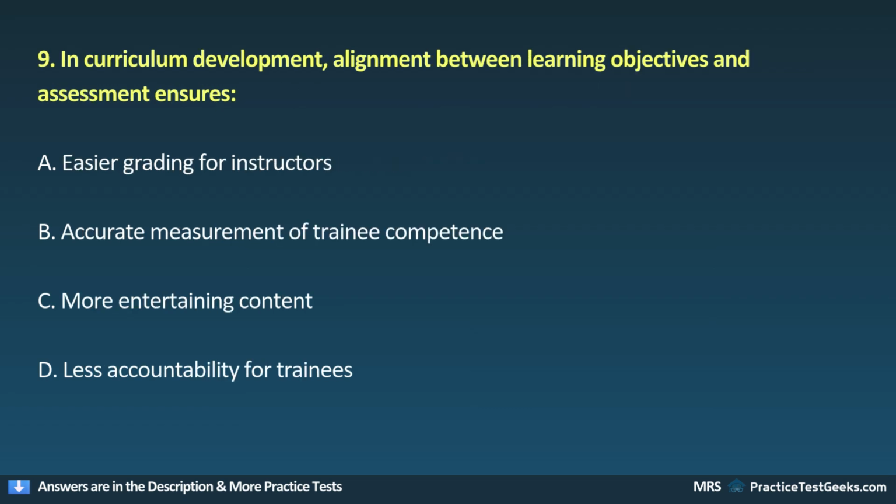9. In curriculum development, alignment between learning objectives and assessment ensures A. Easier grading for instructors. B. Accurate measurement of trainee competence. C. More entertaining content. D. Less accountability for trainees.